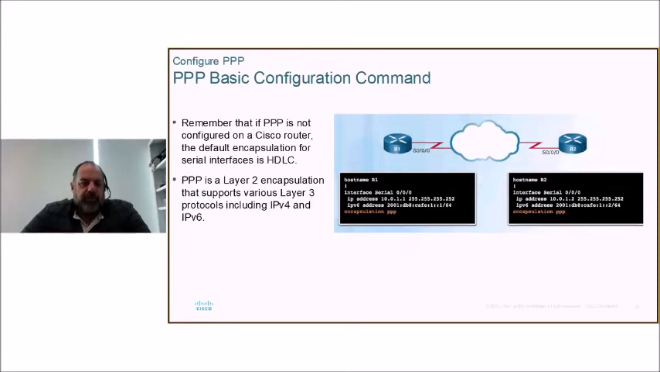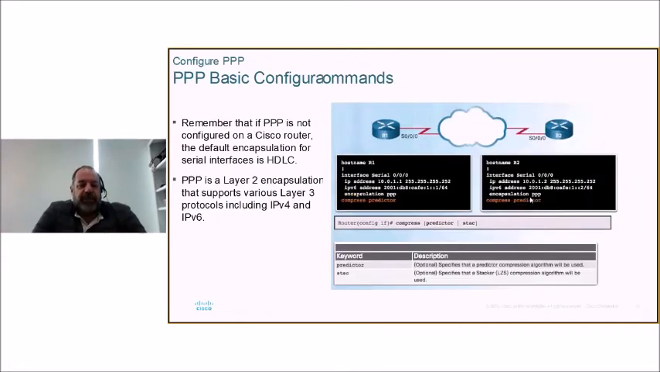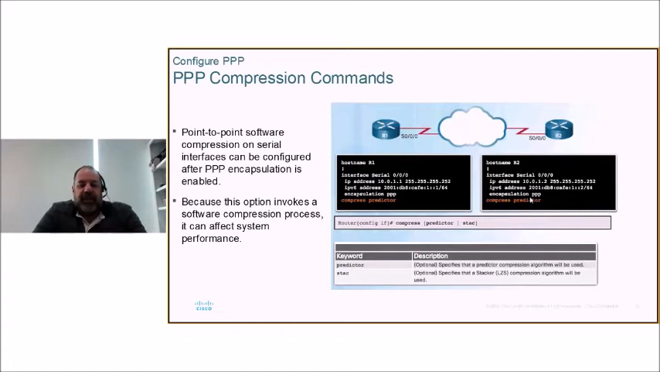So basically, basic configuration for PPP is encapsulation PPP in the serial interface. So of course you need an IP address, but by default encapsulation is HDLC. If you do encapsulation PPP on both ends, it will be PPP. And so you'll actually get different information. You will get that different information on the show interfaces.